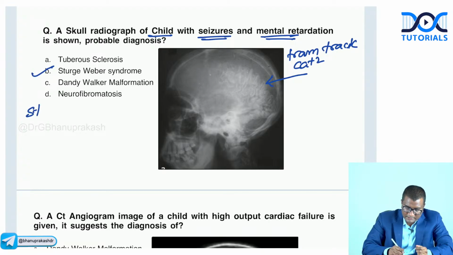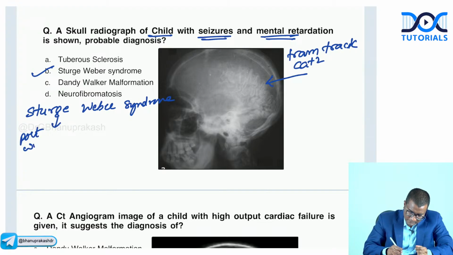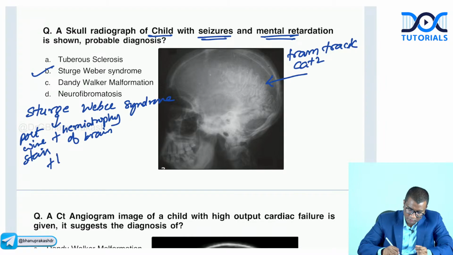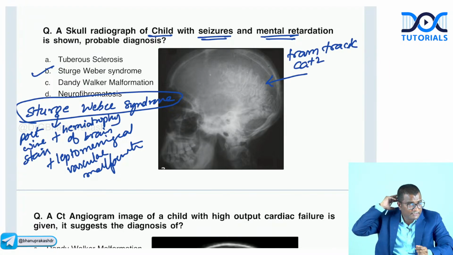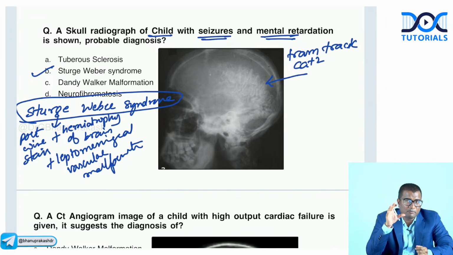What are the findings that you see in Sturge-Weber syndrome? Sturge-Weber syndrome has a port wine stain, you have ipsilateral hemiatrophy of brain, wherever the port wine stain, that side of the brain is atrophic. You have leptomeningeal vascular malformation. So please remember, Sturge-Weber syndrome is basically trigeminal-encephalic vascular malformation. In the trigeminal and in the encephalic region, you have a vascular malformation. So the other name of Sturge-Weber syndrome is trigeminal-encephalic vascular malformation.